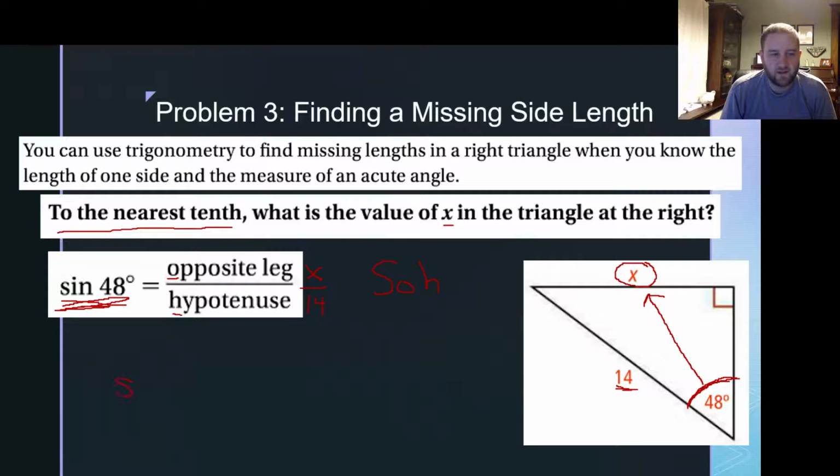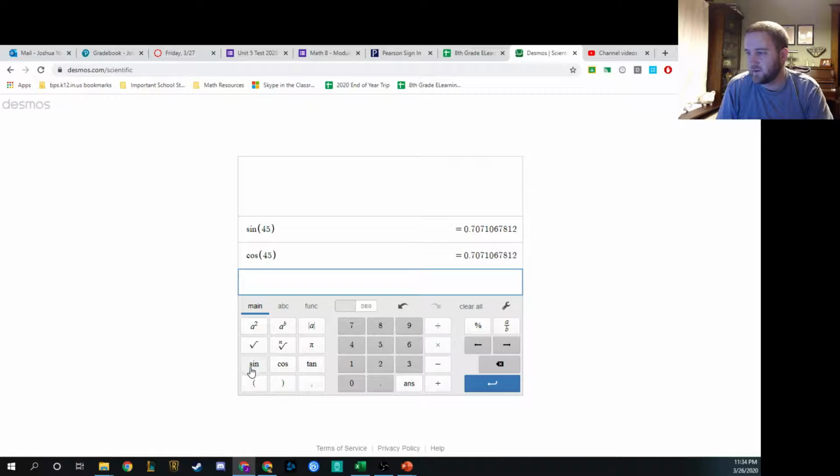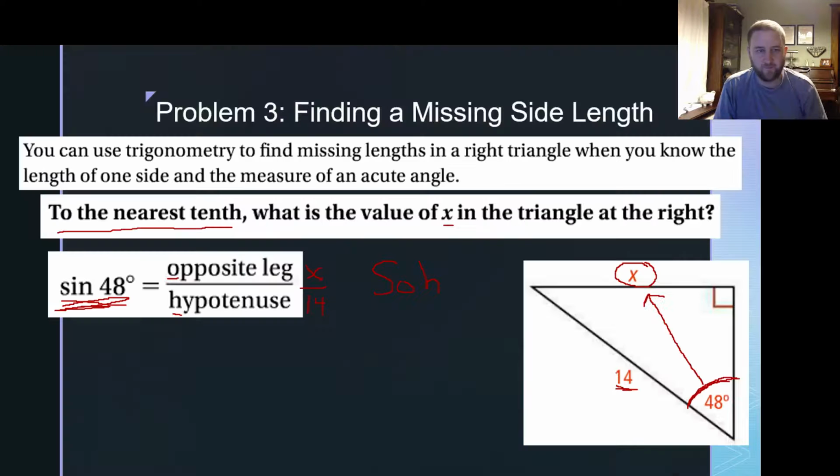Okay, so the sine of 48. First we want to find the sine of 48. Let me erase this. Okay, so let's use our calculator to find the sine of 48 degrees. So the sine of 48 is 0.7431. So 0.7431 is equal to x over 14.